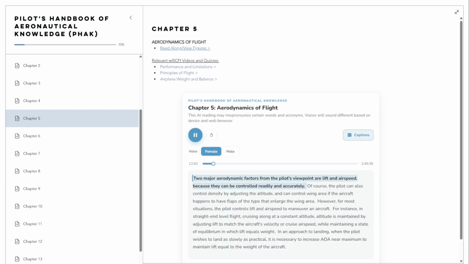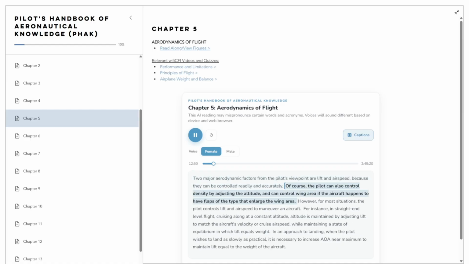Two major aerodynamic factors from the pilot's viewpoint are lift and airspeed, because they can be controlled readily and accurately. Of course, the pilot can also control density by adjusting the altitude, and can control wing area if the aircraft happens to have flaps of the type that enlarge the wing area. However, for most situations, the pilot controls lift and airspeed to maneuver an aircraft.